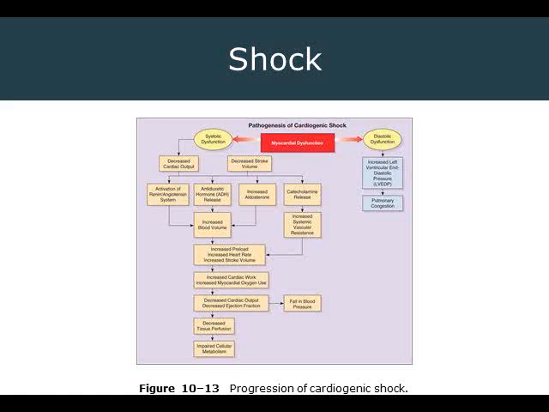Where does the left side of the heart get its blood from? It gets it from the lungs. So therefore the blood backs up into the lungs, and the lungs start to get a little leaky, and you get pulmonary edema.